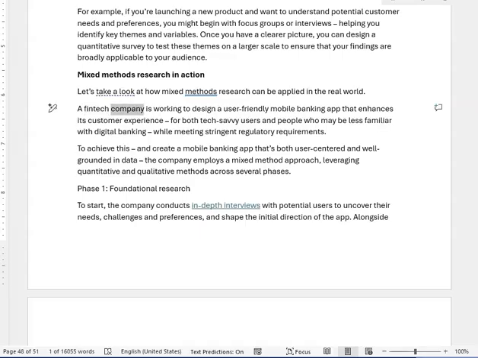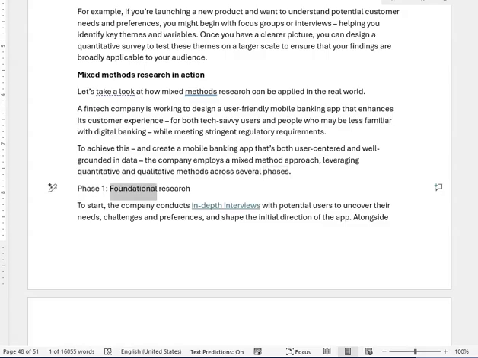A fintech company is working to design a user-friendly mobile banking app that enhances its customer experience for both tech-savvy users and people who may be less familiar with digital banking while meeting stringent regulatory requirements. To achieve this, and create a mobile banking app that's both user-centered and well-grounded in data, the company employs a mixed method approach, leveraging quantitative and qualitative methods across several phases.